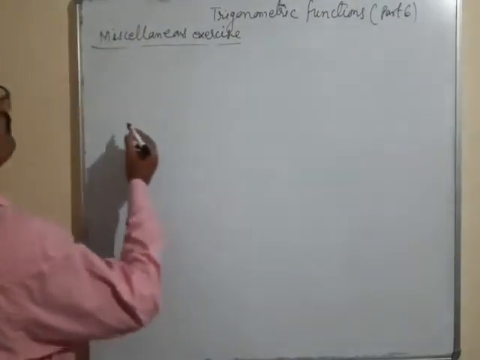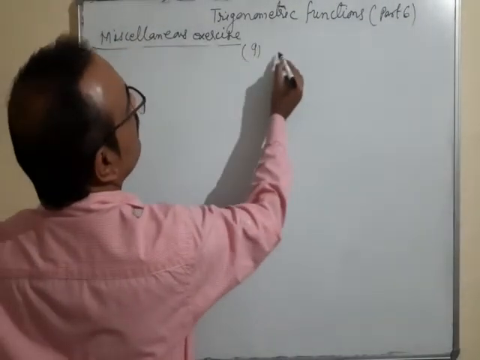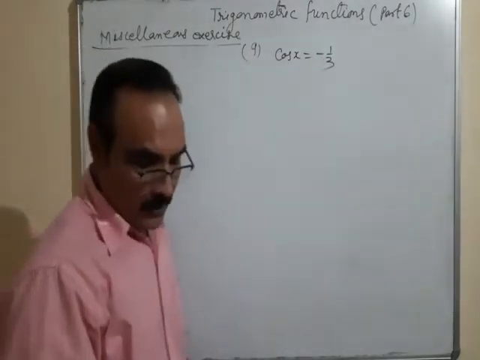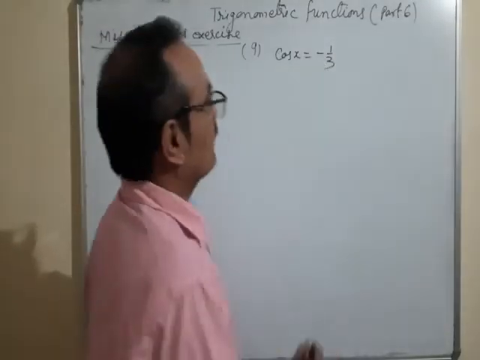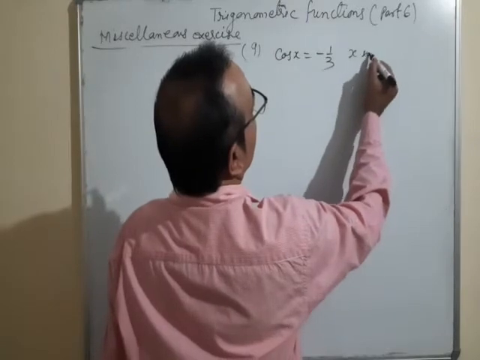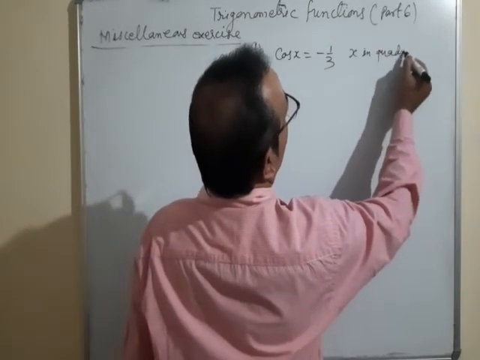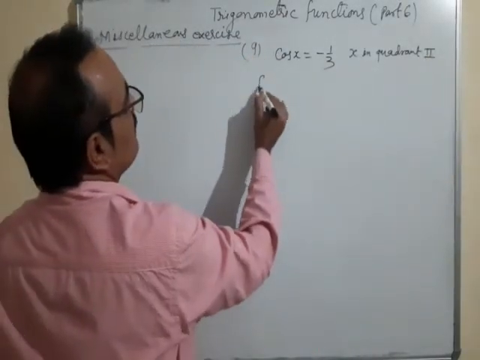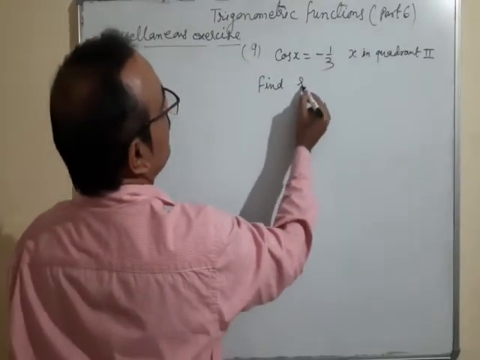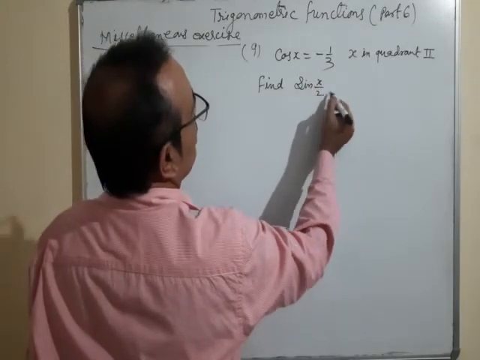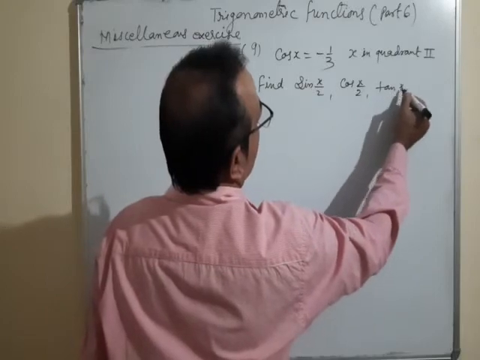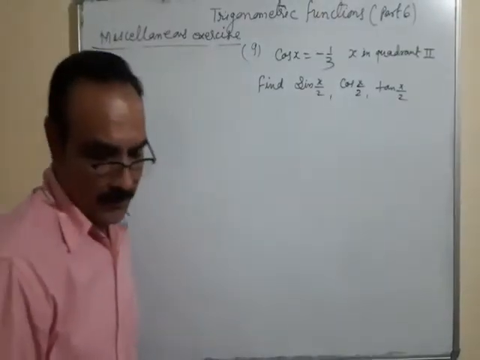Cos x is equal to minus 1 by 3, x in the second quadrant. Find sin x by 2, cos x by 2, tan x by 2. It's a very interesting question.